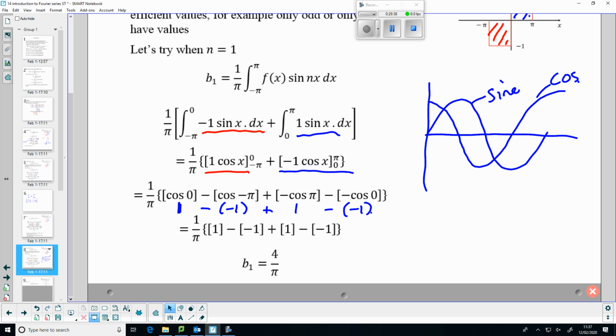So we've got our first coefficient. Our first term in the Fourier series will be 4 over pi sine x. Yep, so that's going to be our first term of the three we're looking for in the Fourier series.